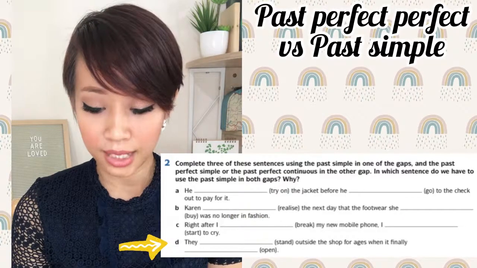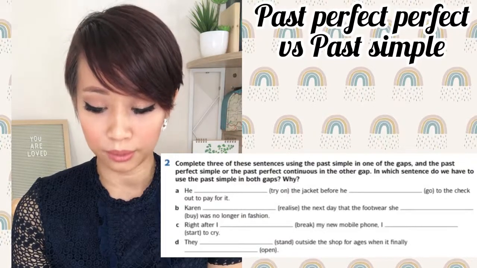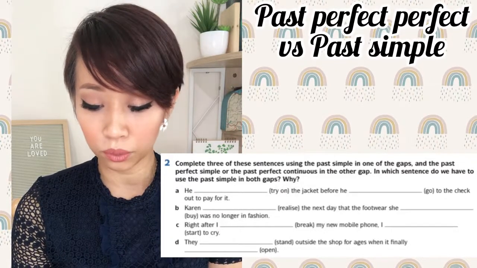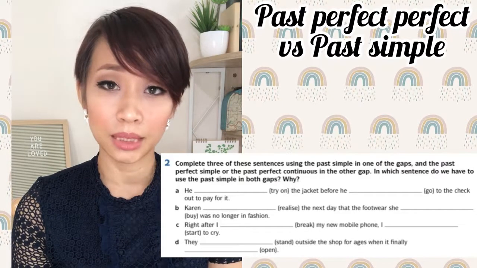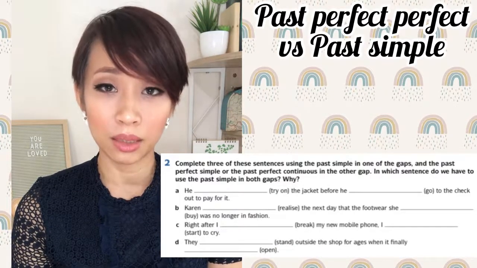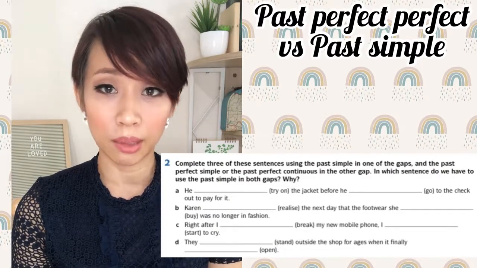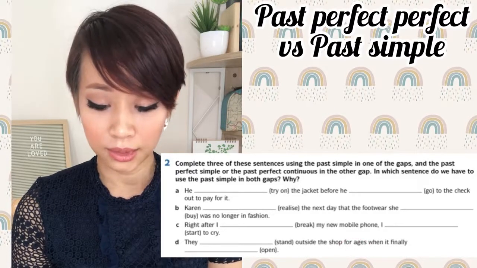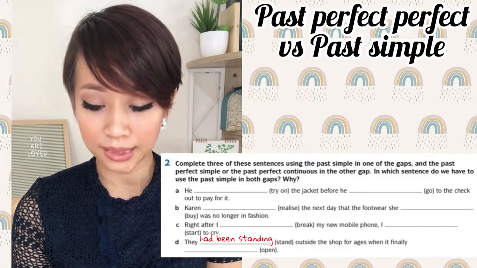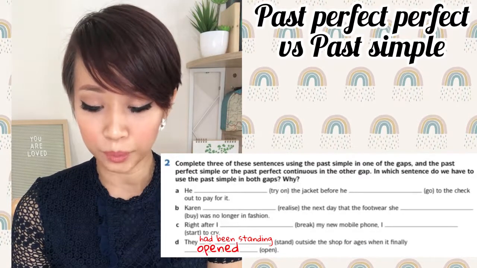D. They stood outside the shop for ages when it finally opened. Mereka berdiri di luar kedai untuk masa yang lama sebelum ia buka. So, kejadian pertama di sini ialah berdiri di luar dengan lama sebelum kedai itu buka. Dan ada juga menunjukkan tempo di sana, for ages, untuk masa yang lama. So, the answer is, they had been standing outside the shop for ages when it finally opened.